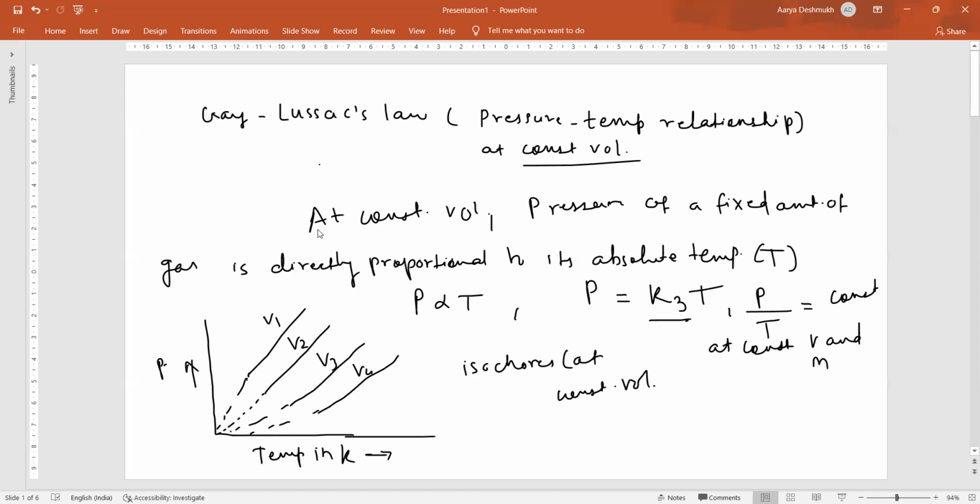So what is this law? It says at constant volume, pressure of a fixed amount of gas is directly proportional to its absolute temperature. So pressure is dependent on the absolute temperature. This is nothing but Lussac's law, because as the temperature increases, pressure also goes on increasing. The condition is that the volume should be kept constant.